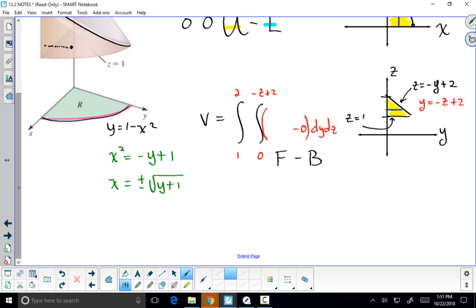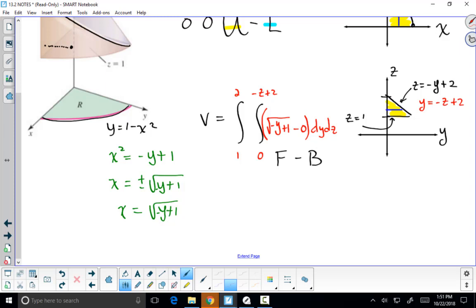And would we choose the positive or negative square root? Are we dealing with the half of the parabolic cylinder where the x's are positive or where the x's are negative? Where the x's are positive, we would choose this. I think you dropped the negative side. You had negative y plus 1. Oh, right, on the inside. Thank you. And so that would be our surface that goes in here. Square root of negative y plus 1.